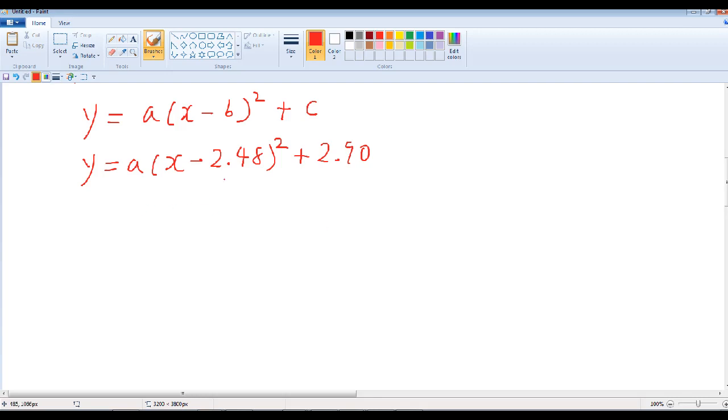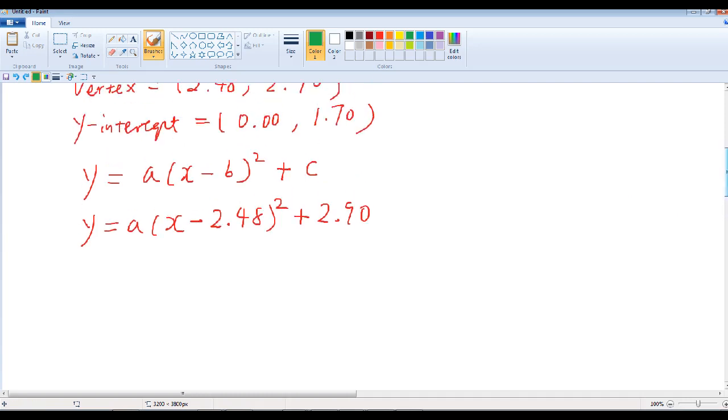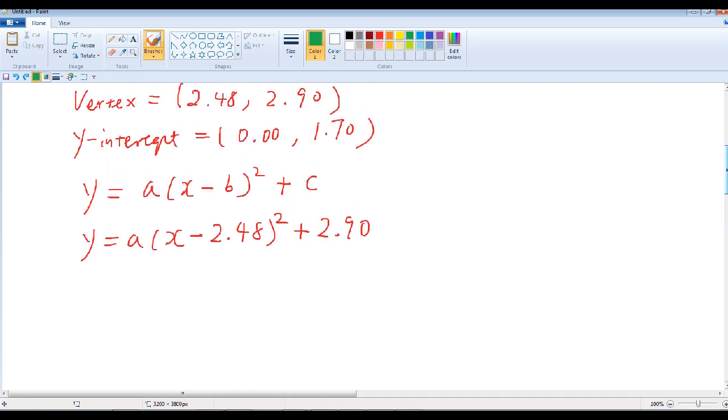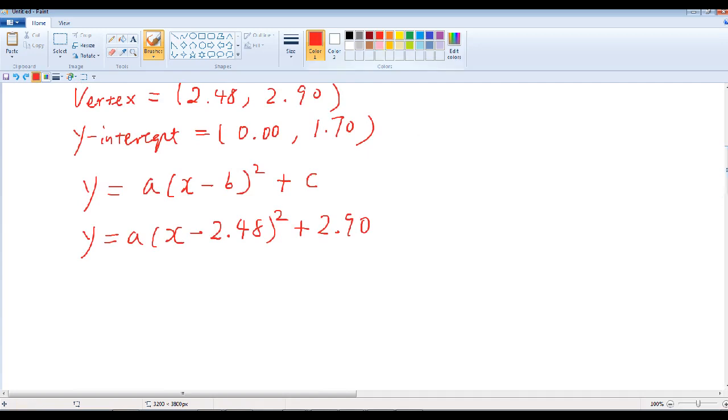Then the next question is, how could we get this A? You need to find this A. After you find A, you have solved the problem. You've got the vertex form. But how can we do this? First, let's try to use that y-intercept. We know when x equals 0, y will be 1.7. So you just put 1.7 here, and 0 minus, sorry.